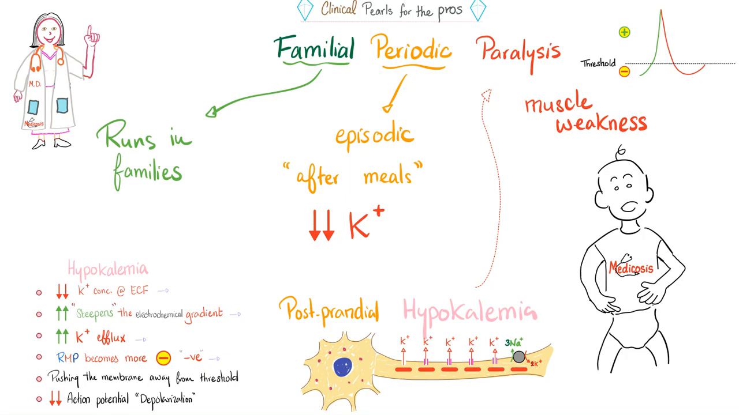When you get hypokalemia, what do you get? Decreased potassium in the ECF. This increases the electrochemical gradient, increasing potassium efflux, making the inside of the membrane more negative. More negative, you are pushing me away from the threshold, decreasing the depolarization, decreasing nerve excitability, decreasing muscle contraction, and that's why it's called paralysis, because it's muscle weakness, especially postprandial. How do you treat these patients? Give them potassium, so lots of bananas, juices, etc. You can also give them potassium-sparing diuretics to prevent hypokalemia and to try to cause hyperkalemia to counteract the hypokalemia.